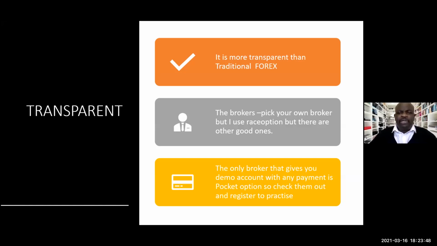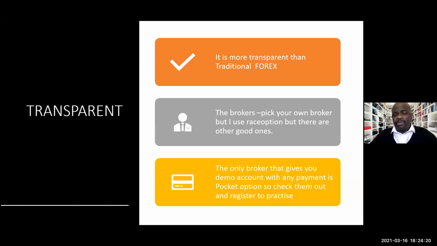My observation is it's a bit more transparent. I'm not sure if the big banks are in there. It's a bit more transparent because you know what your risk is from the beginning, and you know what your gain is. So it's really very clear.